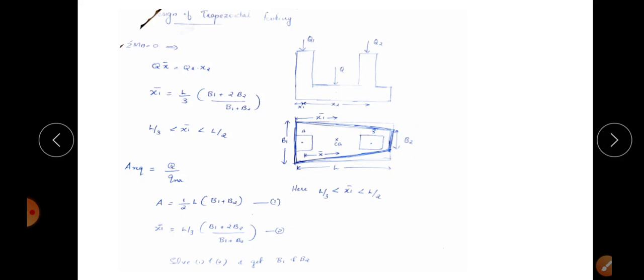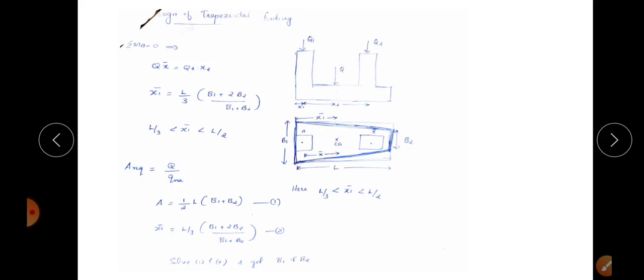rectangular footing. That is, X bar is the distance from the center of the first column to the center of gravity. And X1 bar is equal to this X1 plus this X bar. Then X2 is the distance between the center of the first column and the center of the second column. So the steps are somewhat same as our rectangular footing design.